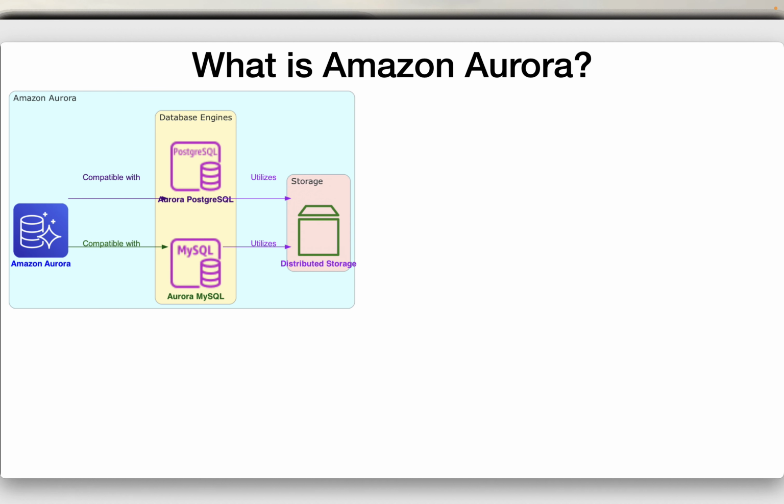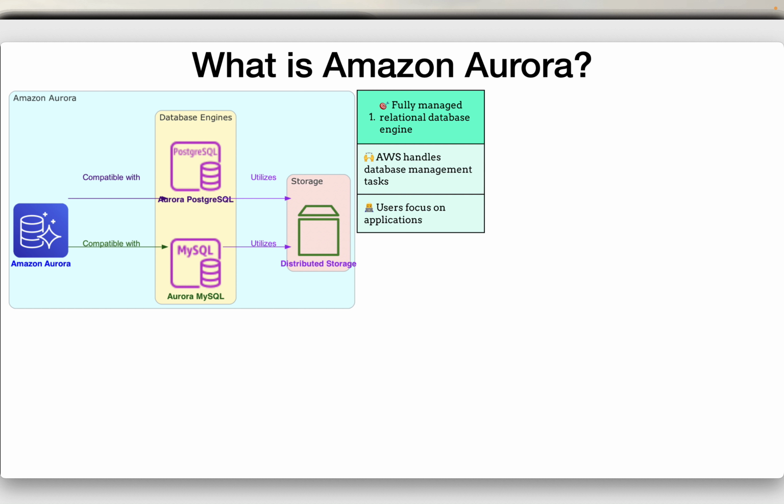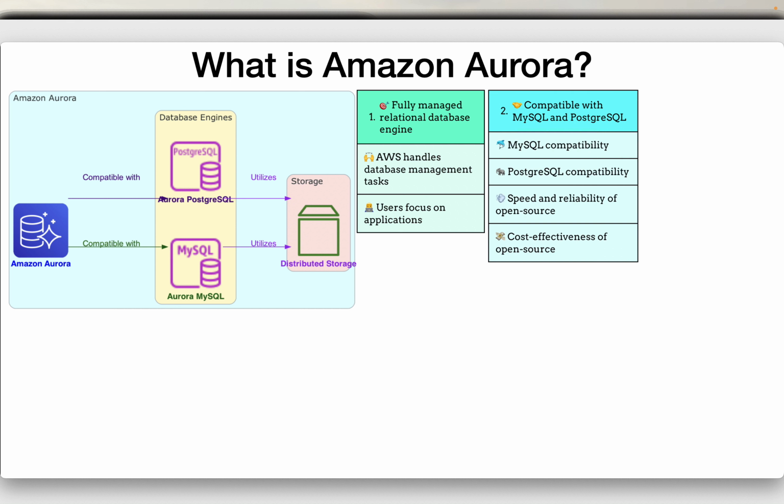So what is Amazon Aurora? Amazon Aurora is a fully managed database service, meaning that AWS handles all the data management tasks, which allows users to focus on their applications. Aurora is designed to be compatible with popular open source databases like MySQL and PostgreSQL, combining their speed and reliability with the simplicity and cost effectiveness of open source solutions.